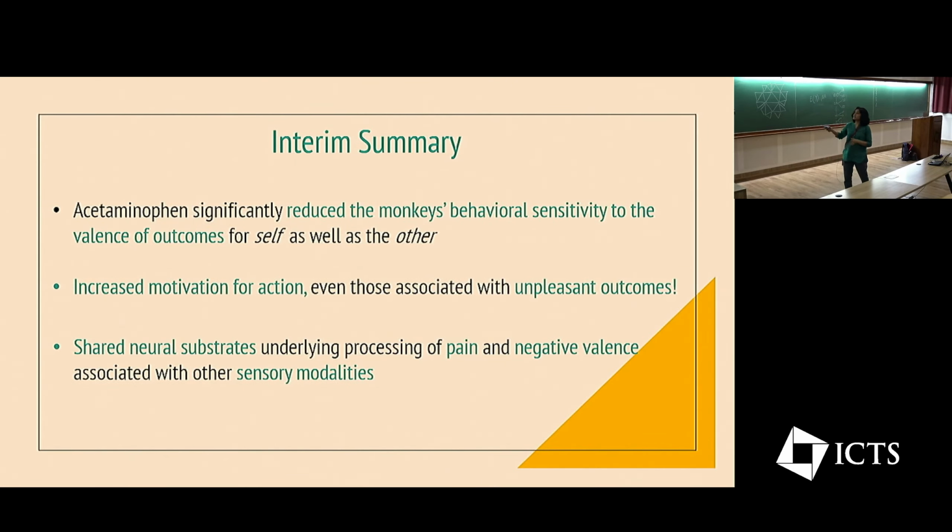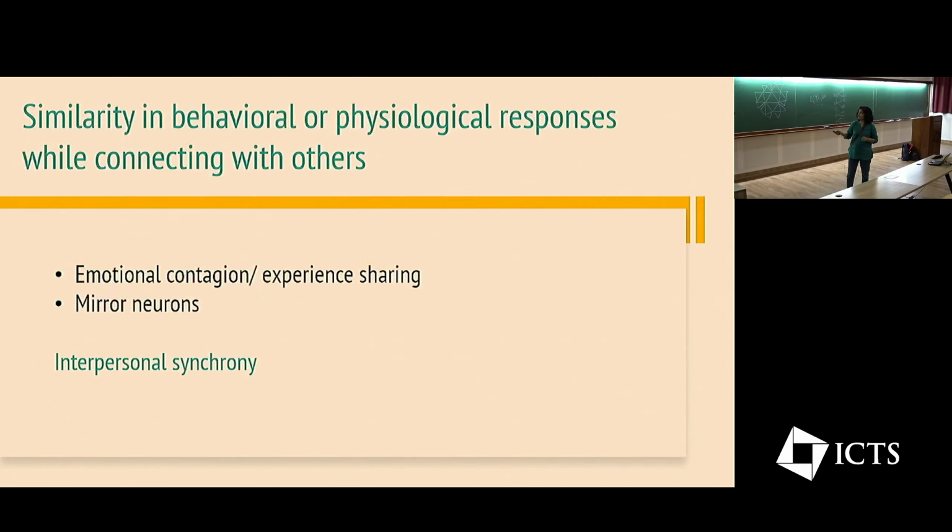Also, there seem to be shared neural substrates underlying the processing of something like pain and something like negative taste, which is what we used in the task, right? So it's interesting to explore even that, how the psychological components of pain have overlapping processing substrates with something which is another modality of taste altogether, okay?